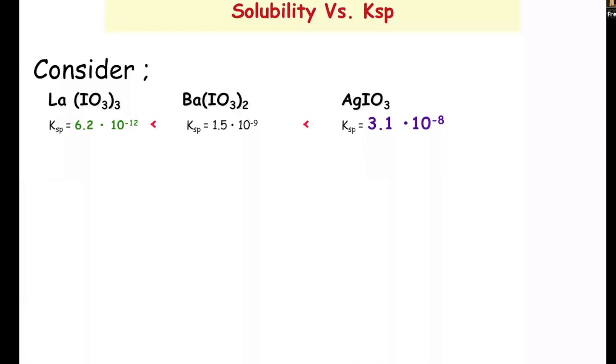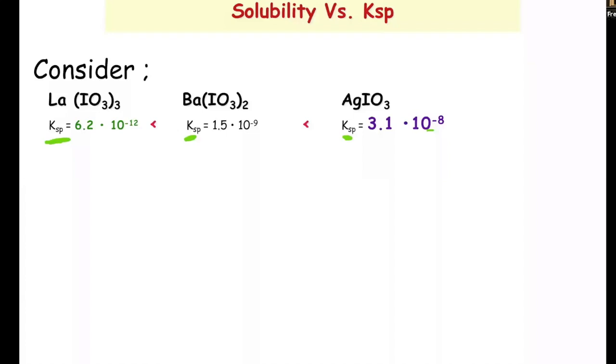This one has a KSP. Remember, KSP is an equilibrium constant, of 10 to the minus 12. This one has a KSP of 10 to the minus 9. This one has a KSP of 10 to the minus 8. KSP tells you the extent by which that reaction goes to products. The products in this particular case are the ions of the salt.